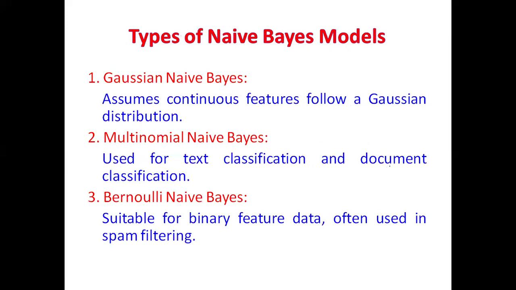Next, the types of naive Bayes model. We'll see the problems in the later slides. There are three types in the naive Bayes model. The first model is the Gaussian naive Bayes model.